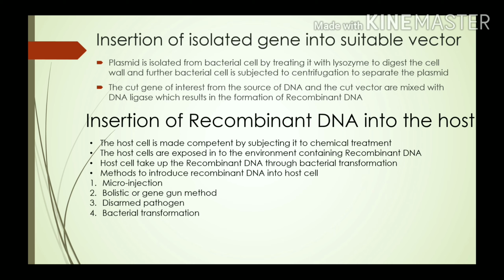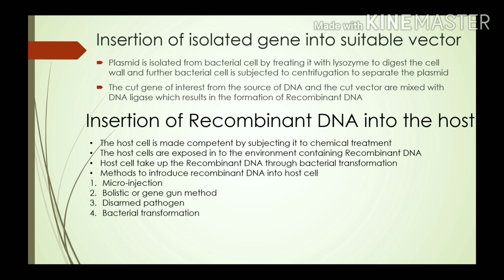In this method, the host cells are collided with high velocity microparticles of gold or tungsten, which are coated with DNA. Then when we collide these two, the microparticles coated with the DNA will rush into the host cell. So this is one type of method. It is suitable for plant cells.